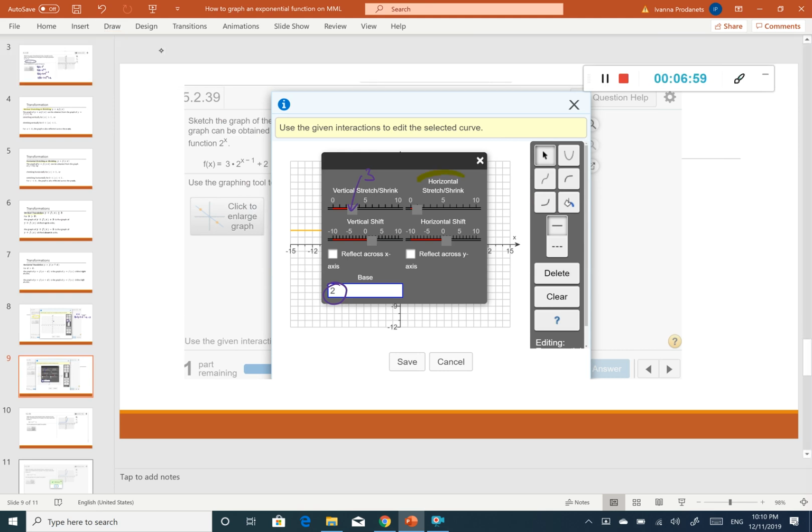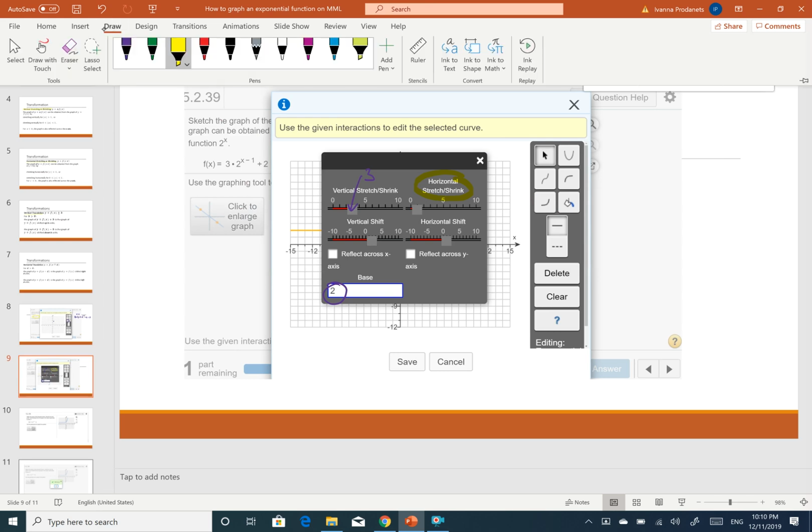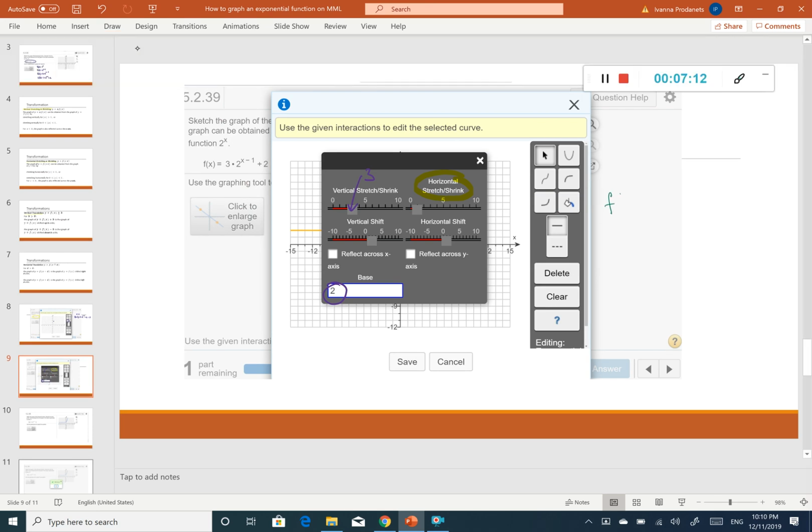They also ask you about the horizontal stretching and horizontal shrinking, even though you will tell me that there is no horizontal stretching or shrinking. But if you look at your function, f of x is equal to 3 times 2 to power x minus 1, you can say that x is multiplied by 1. That's why the value here for the horizontal stretching and shrinking is 1, that you have to keep on mymathlab.com.